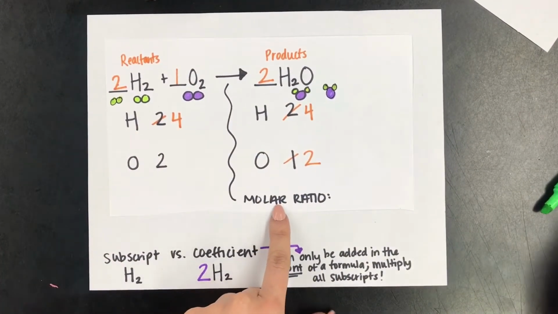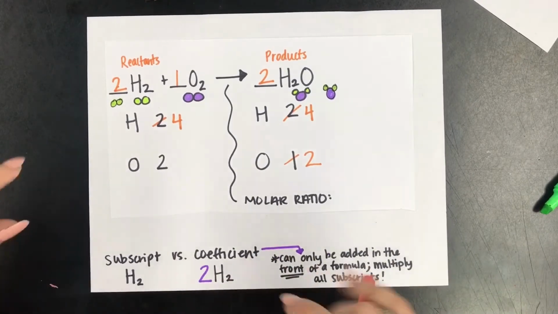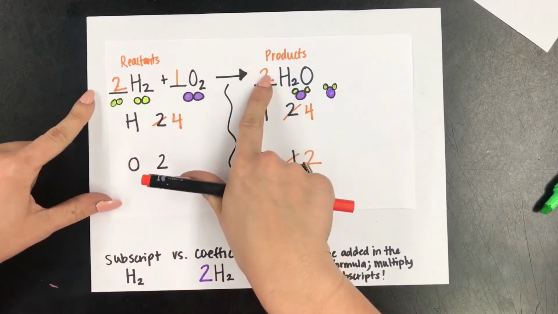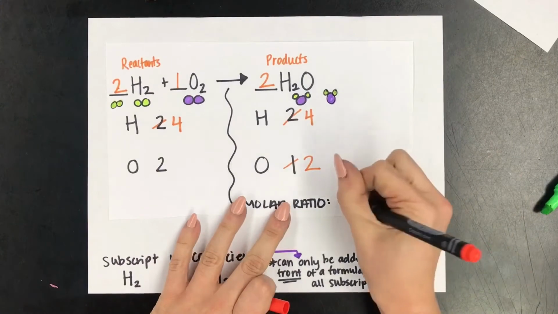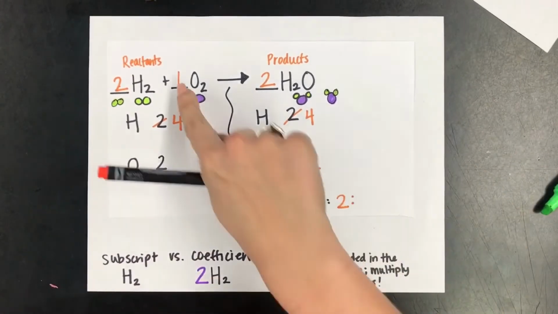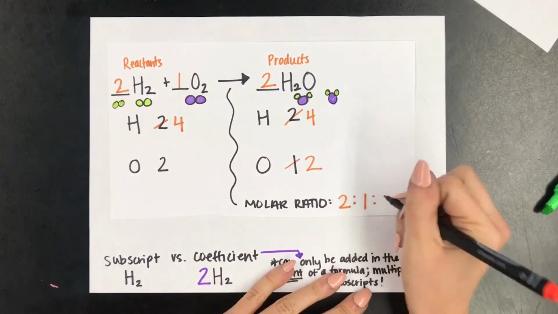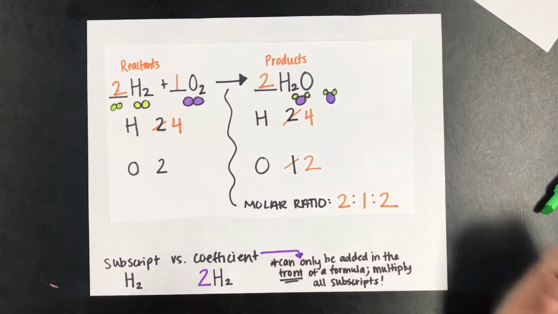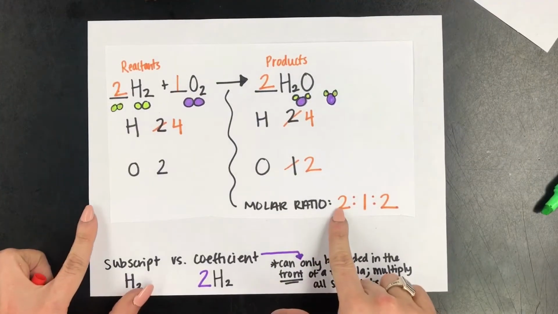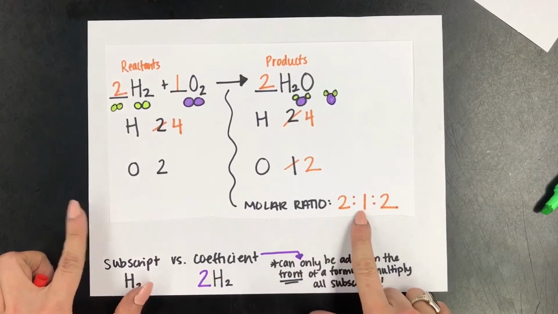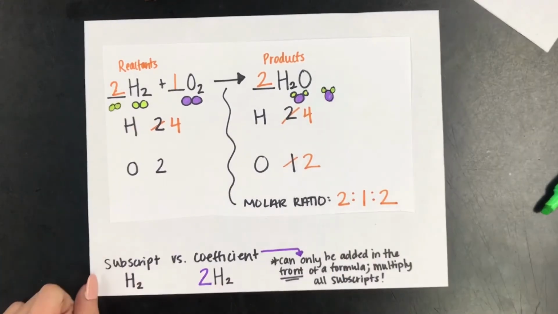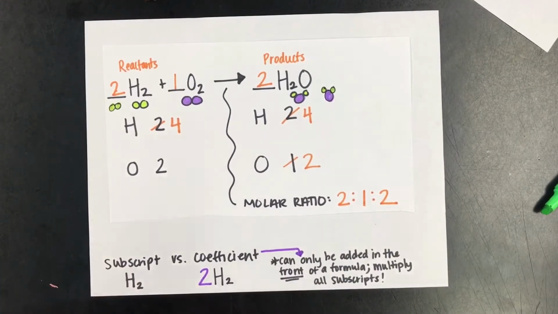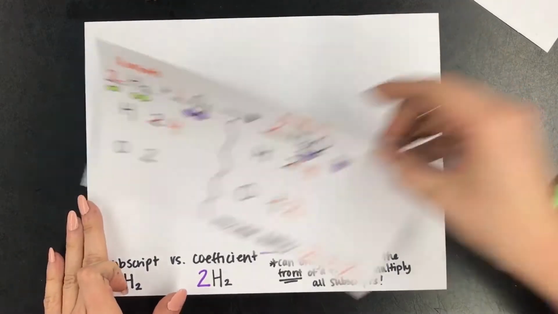My molar ratio, all I'm going to do for the molar ratio is pull out the coefficients in front. So we have a 2 colon 1 colon 2. So for every 2 H2s and 1 oxygen molecule, I will produce 2 H2O molecules. Okay? So now let's look at one that's a little bit harder, but again, still really easy.